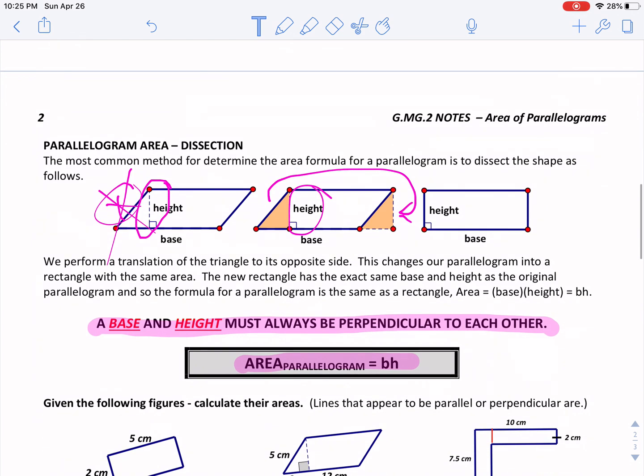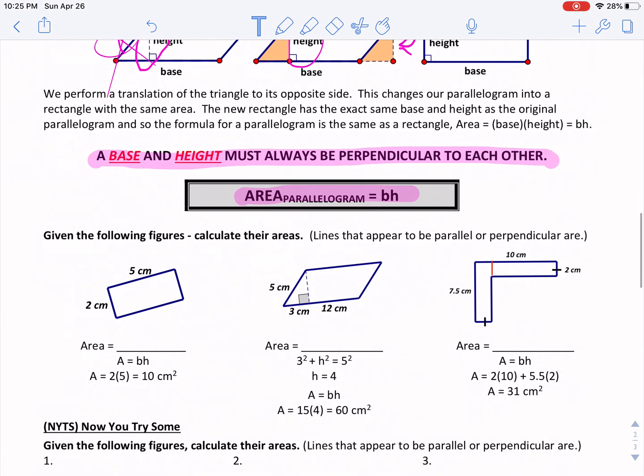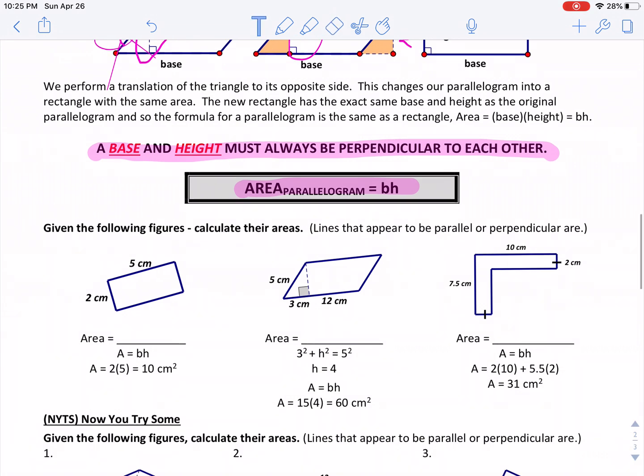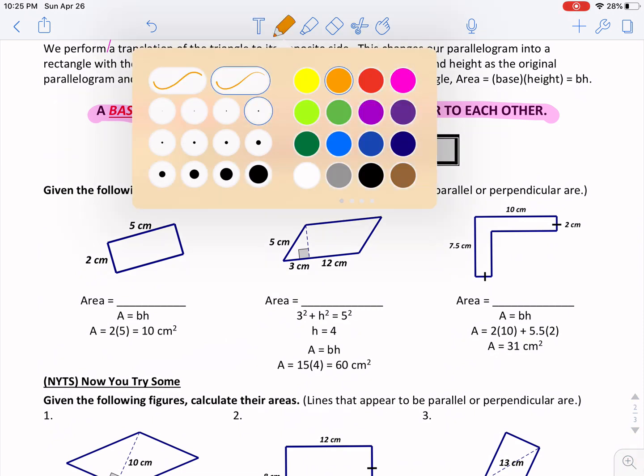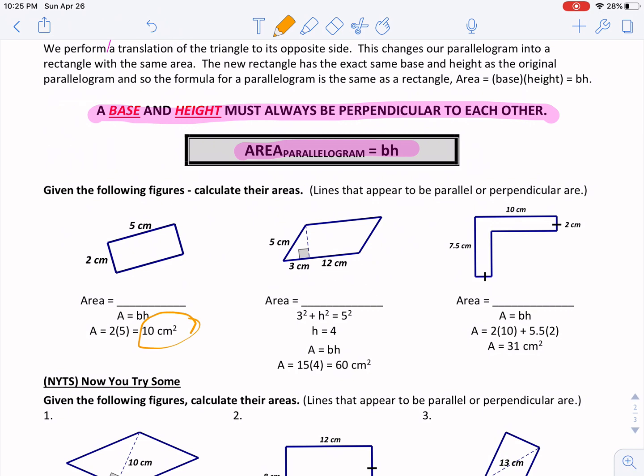Now we've got 3 examples down here. The first one is just a normal rectangle, like what we saw before. Base times height would be 2 times 5, and we get 10 centimeters squared. Not really going to work through that one. Now, the second one.